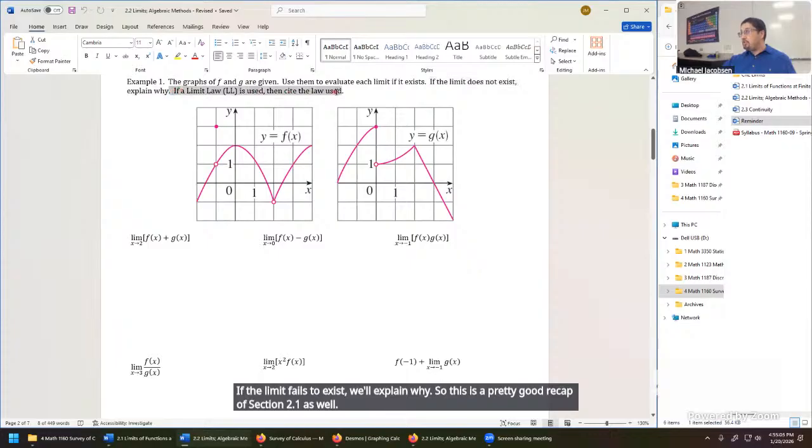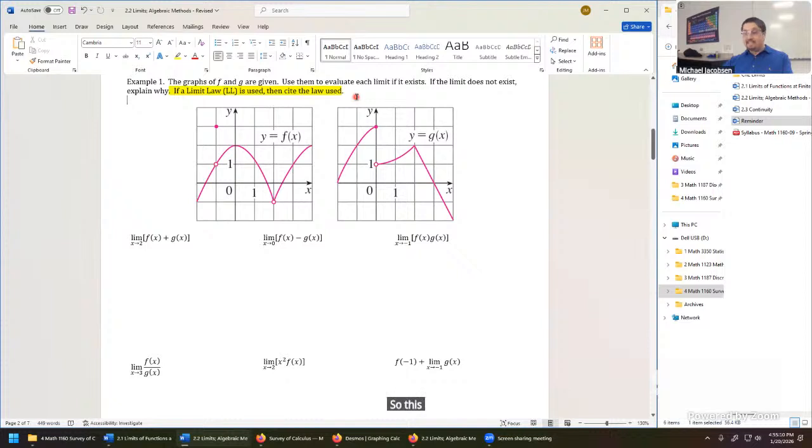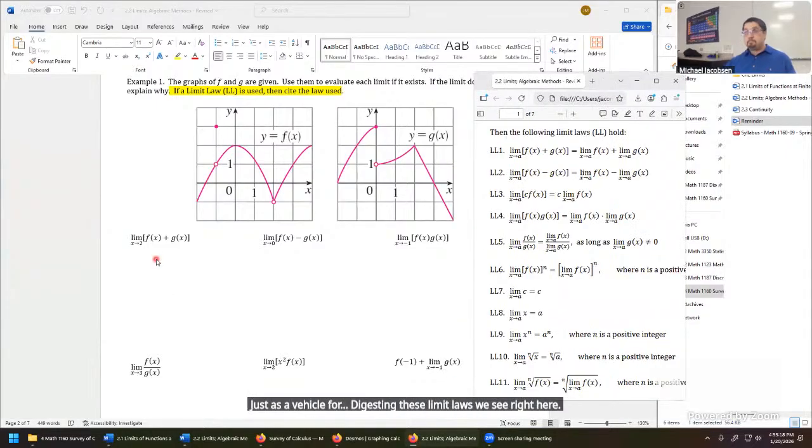And if a limit law is used, we'll cite the law used. So this is the big thing that we're doing in these notes, again, just as a vehicle for digesting these limit laws we see right here. So let's start off in stages. Let's go top to bottom, left to right.